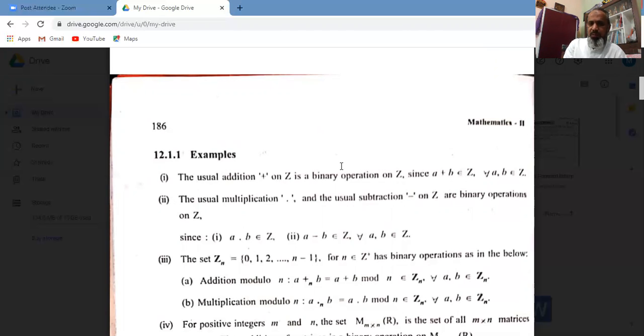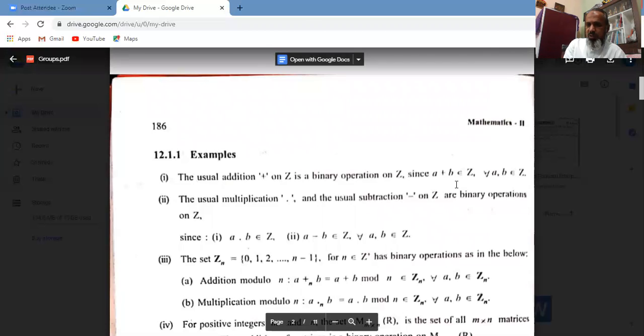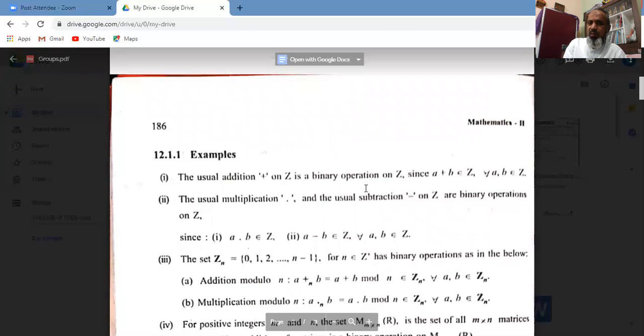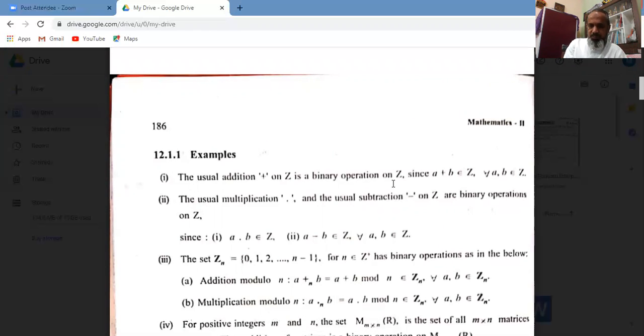So in binary operation, we have to take any two elements of the set. If the binary operation is addition, then the sum of two elements should lie in the same set. Otherwise, it is not closed under addition. So a plus b, the sum of two integers, is again an integer. a, b belongs to Z implies a plus b also belongs to Z. Therefore, addition is a binary operation, or usual addition is a binary operation.